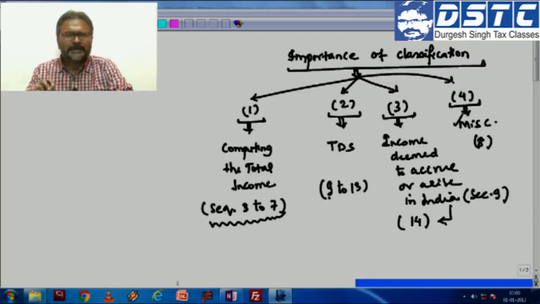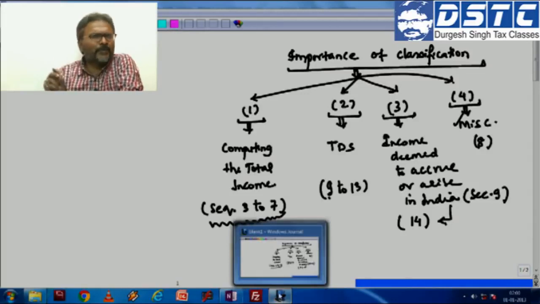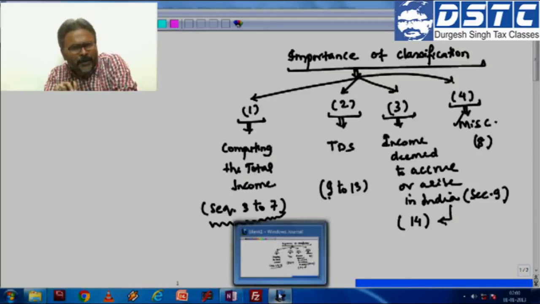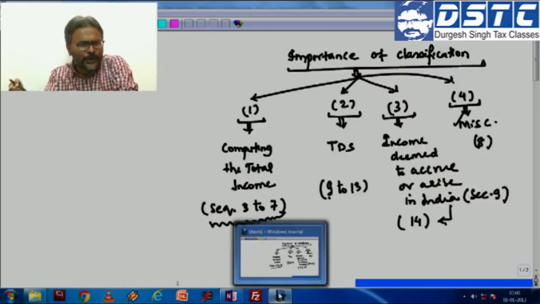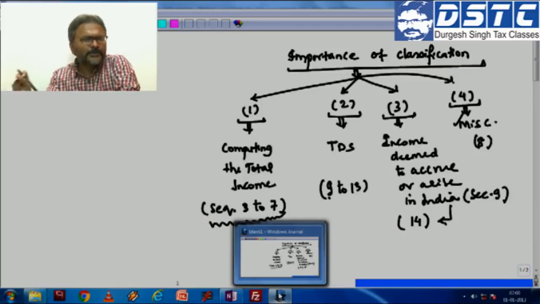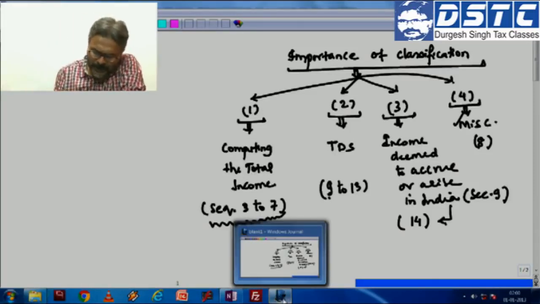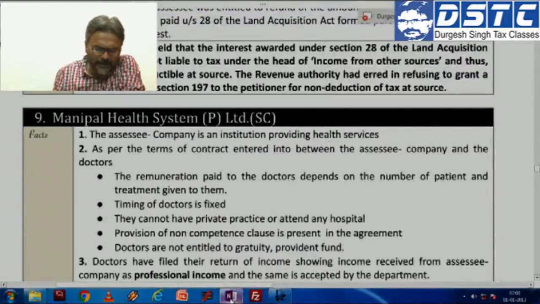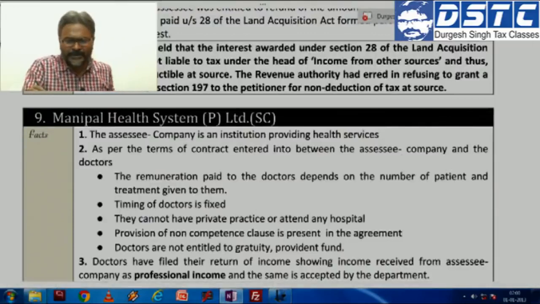The first one is the Manipal Health, a Supreme Court judgment. The game was whether the amount which has been paid to the doctors will be considered as salary income so as to deduct the TDS under 192, or it will be referred to as fees for professional service so as to deduct the TDS under section 194J. So this was primarily the issue under consideration in this case. Please have a look at this particular part. All of you will read the facts of the case quickly.